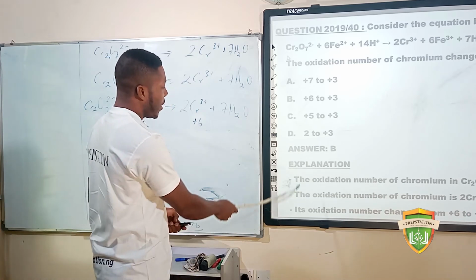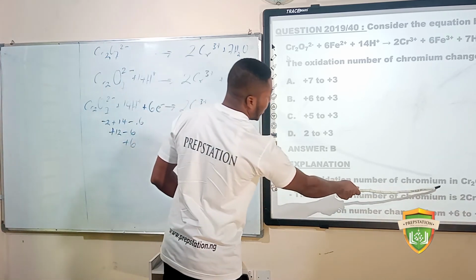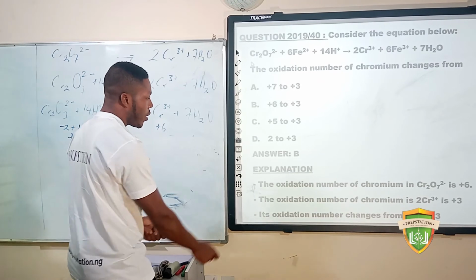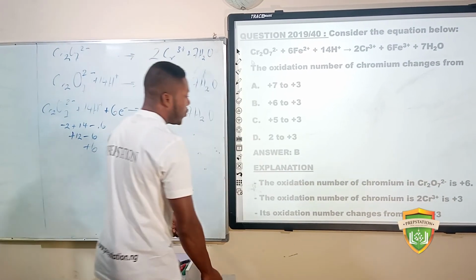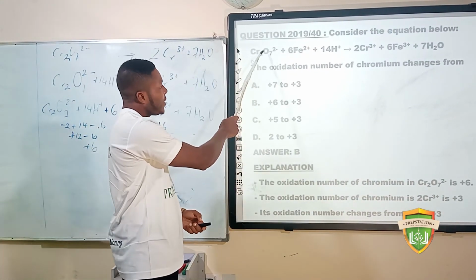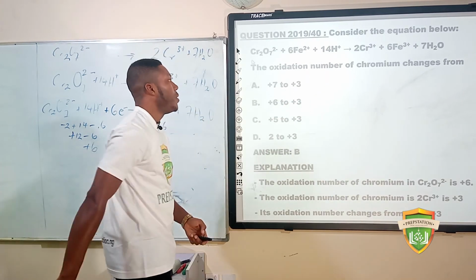Okay, explanation. The oxidation number of chromium in Cr2O7 2- is +6, while that of chromium alone is what? +3. So the change is from where? It's from +6 to +3. Okay.